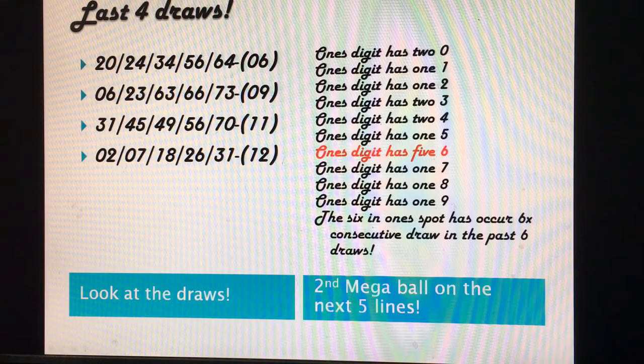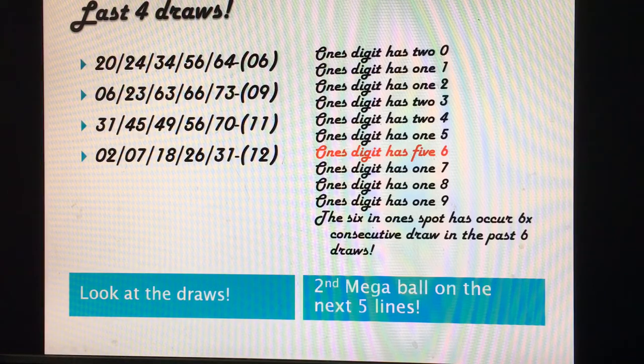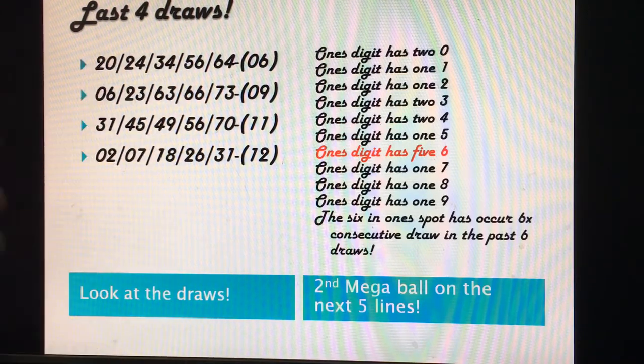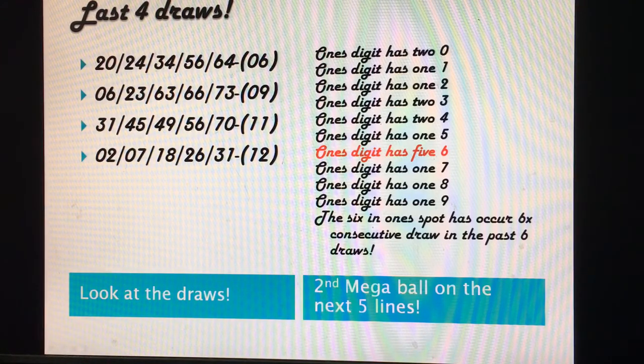The 4th digit occurs 3 times also, 64, 34, and 24. So the 3 and the 4th digit occur 3 times in the last 4 draws. And the 5 digit occurs 1 time, 45. And the 6th digit occurs 5 times within the last 4 draws: 26, 56, 66, 56, and 06. And you can see that it's aligned. So that's a hot number to play for your next draw.